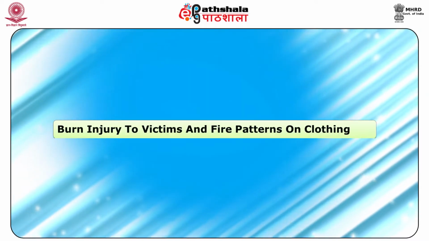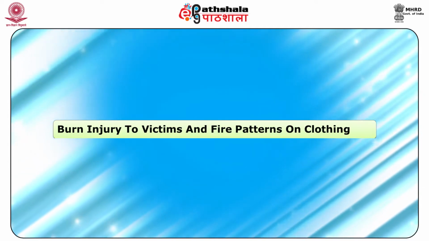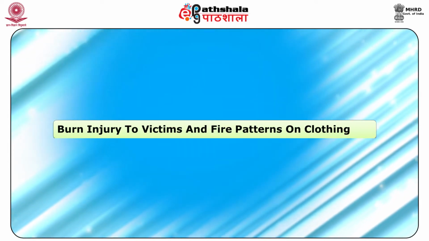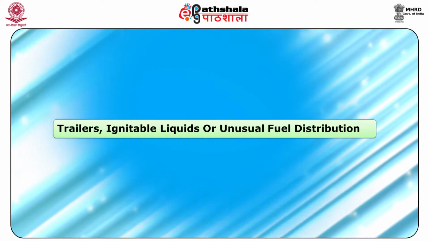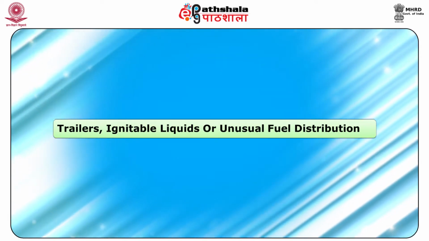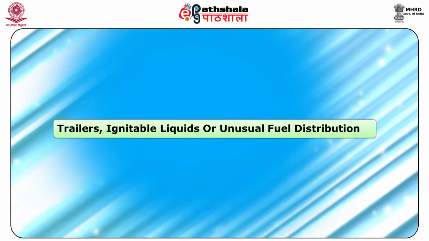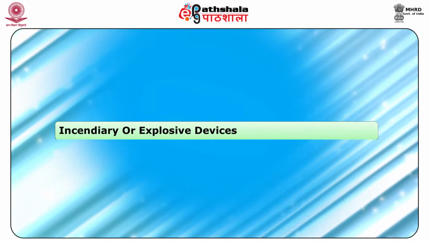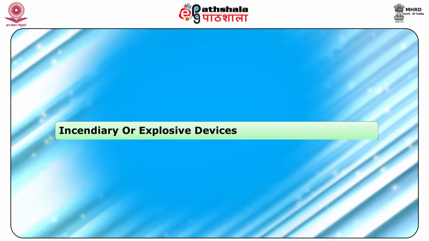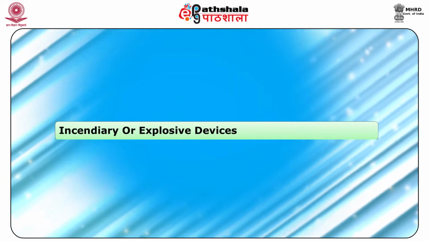Searching of evidence at the crime scene such as burn injuries to victims and fire patterns on clothing, you should notice, and wherever you find there is something which can give you a clue, you should immediately take pictures or make videos. Trailers, ignitable liquids or other unusual fuel distribution, for example piles of newspapers, if they are there, then all that should be noted. Incendiary or ignition or explosive devices, for example lighters, matchbox and trigger devices should be immediately recorded.